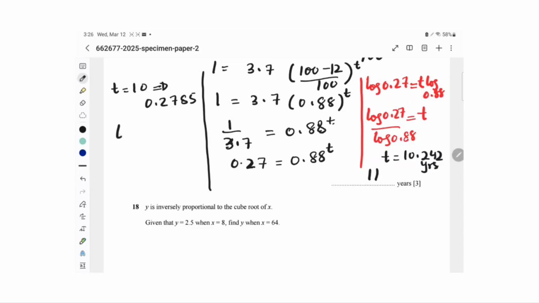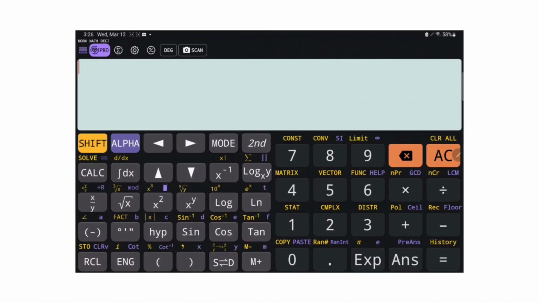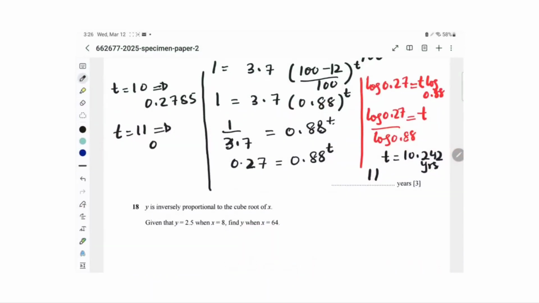0.2785. And at t equals 11, 0.88 to the power 11 is coming 0.245. Because of the decreasing sequence, we can see that at t equals 11, it's 0.245, and at t equals 10, it's 0.278, which is more than 0.27. The value is more than that. So we cannot take t equals 10, we'll take t equals 11.